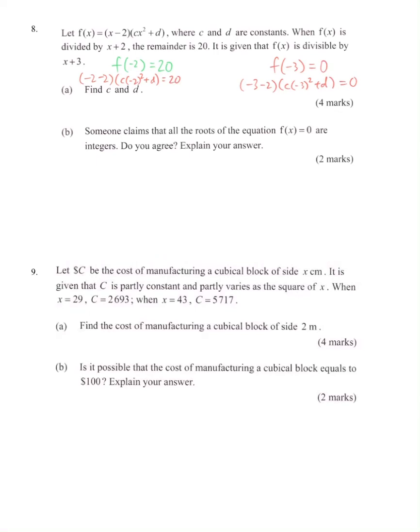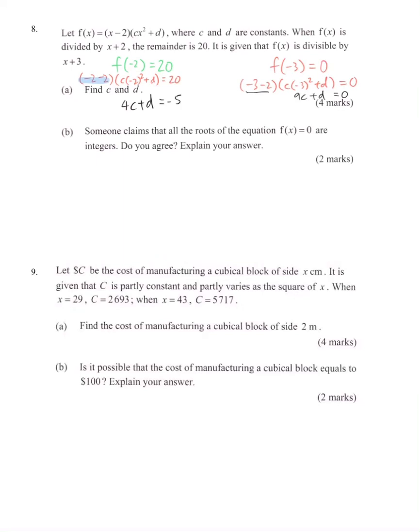Then we can do the calculation. We can actually divide this part over to the other side first. So negative 2 minus 2 is negative 4, and if I divide the negative 4 over to the side of 20, it's 20 divided by negative 4, we get negative 5. Then negative 2 squared is 4, so it's 4c plus d is negative 5. And likewise we can just divide this over to the other side of 0, and 0 divided by anything is still 0, so we have 9c plus d is 0.